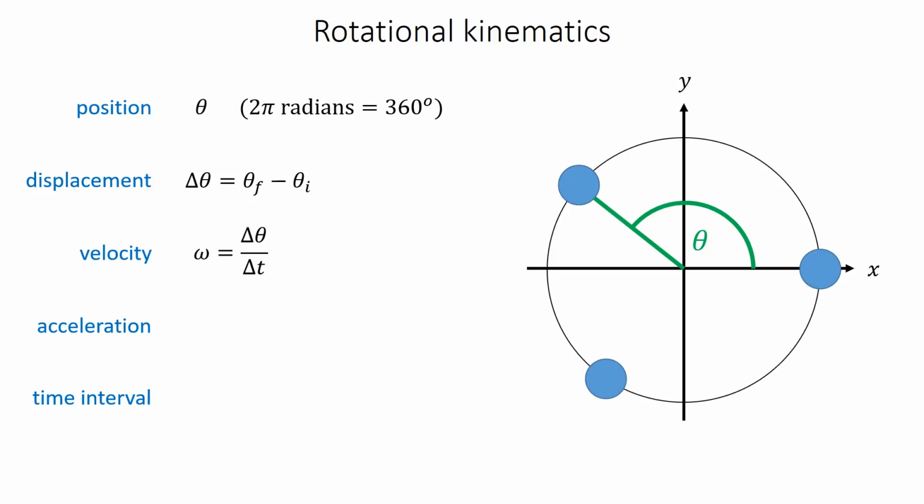Here, the units will be radians per second. We use the Greek letter omega for angular speed. This is also sometimes professionally called squiggly w. Finally, we can define an angular acceleration as the change in angular speed with time. The Greek letter alpha is used here.